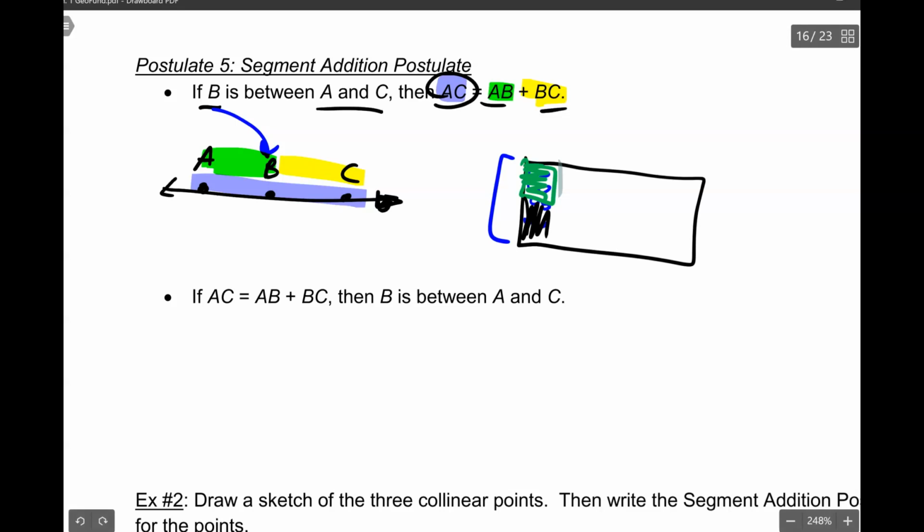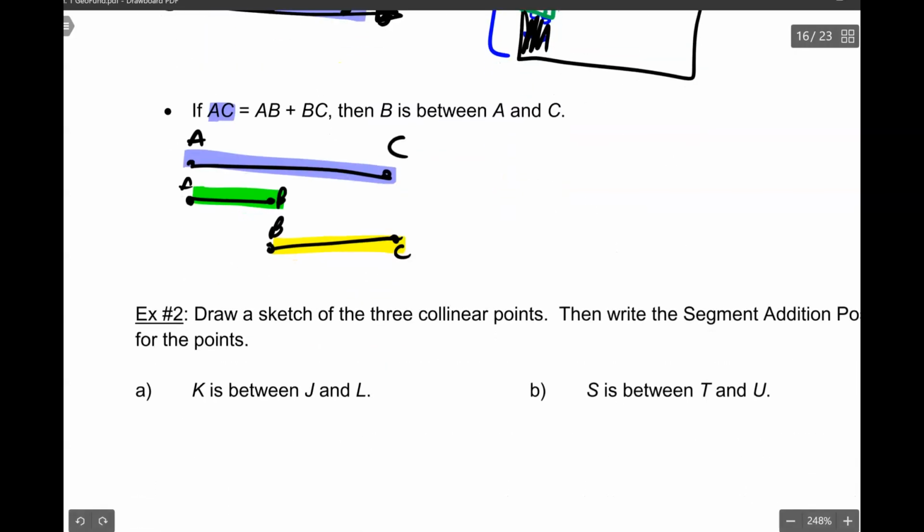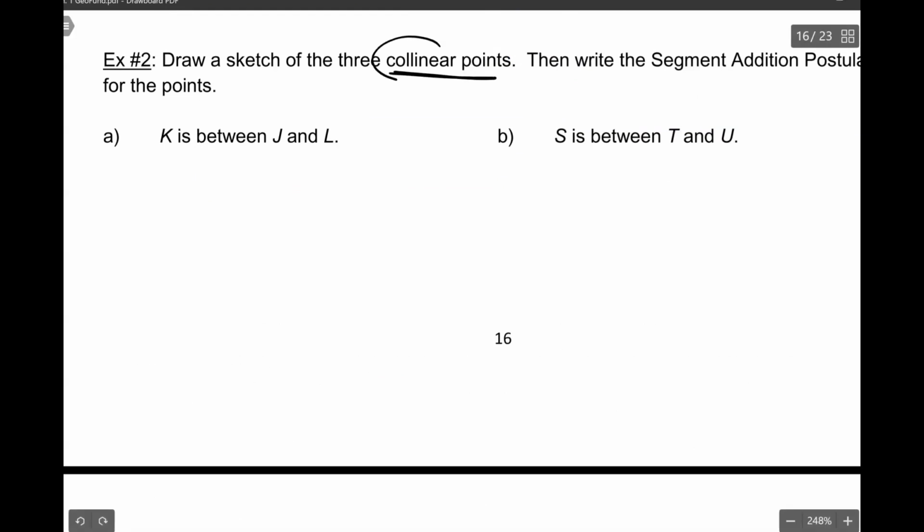All right, so we can flip it on its head. If we have length AC, this is going to be equal to A to B plus B to C. So I'm going to use a little highlighter. If the whole length AC is equal to AB plus BC, then we can say point B is between A and C, just 3 collinear points. Remember what collinear means? They're on the same line. That's different from crossing, intersection, but 3 collinear means they're on the same line.